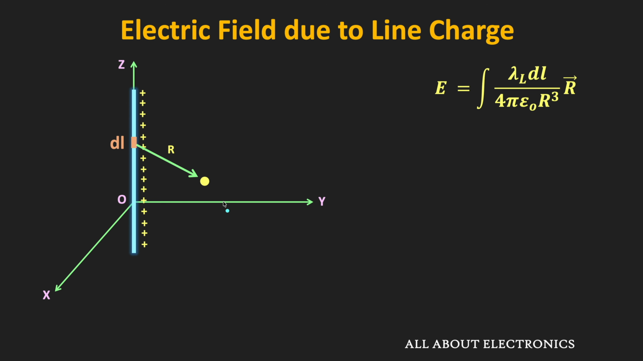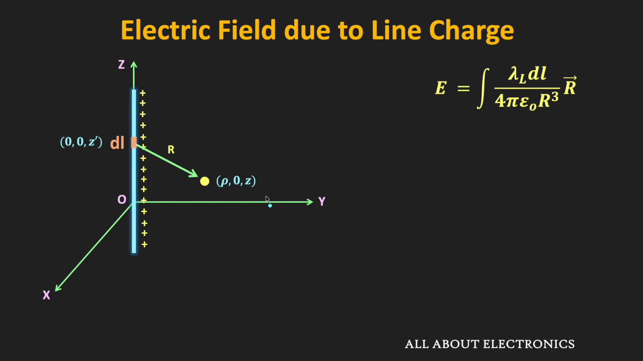Let's say, with respect to the origin, the coordinates of the observation point are rho, phi, z. And let's say the coordinates for this differential length dl are rho dash, phi dash, and z dash. Since the line charge is placed on the z-axis, this rho dash and phi dash will be equal to 0. And let's say, from the origin, the distance of this differential length is equal to z dash. Similarly, let's say this observation point is located at phi equal to 0. That means its coordinates are rho, 0, and z.